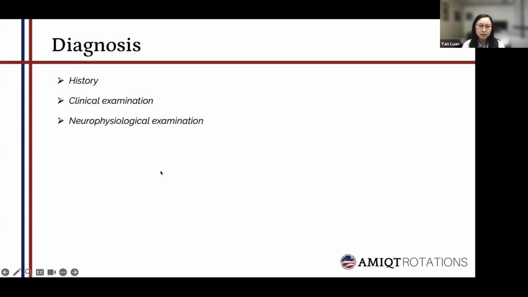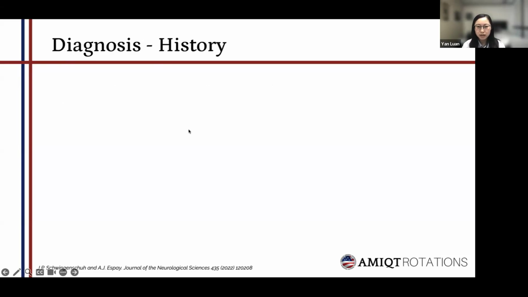It's very important to make a correct diagnosis, and it's usually based on history, clinical examination, and neurophysiological examination. So first, history. Functional tremor often starts abruptly. Patients sometimes can tell you the exact date and circumstances when the tremor started. And there are also sometimes risk factors or precipitating events, such as physical injuries, surgeries, or infections.